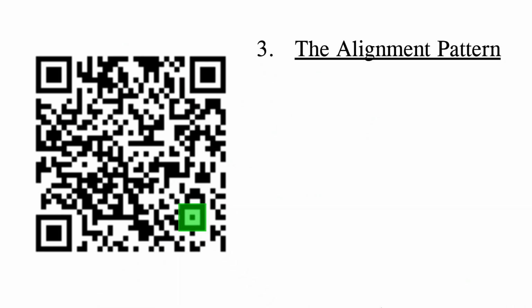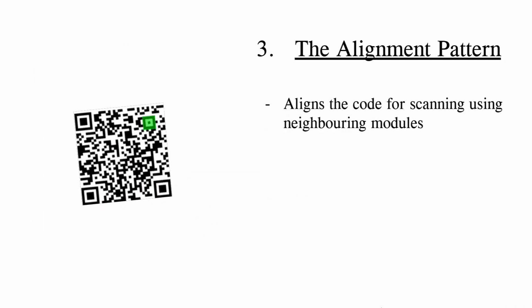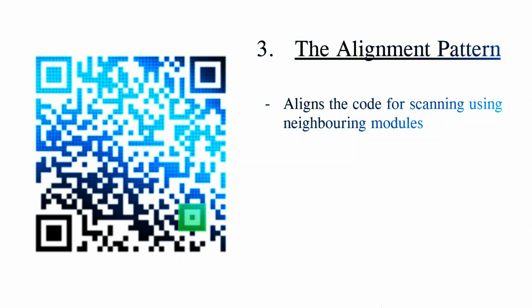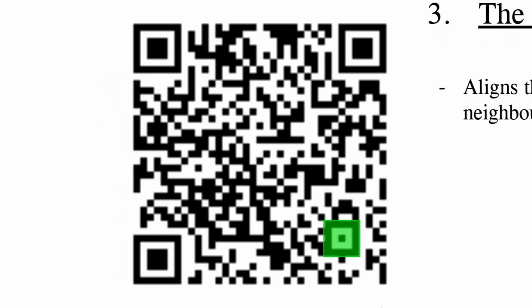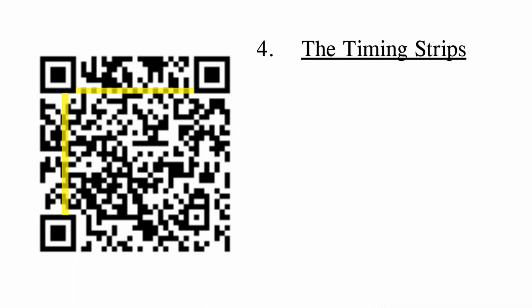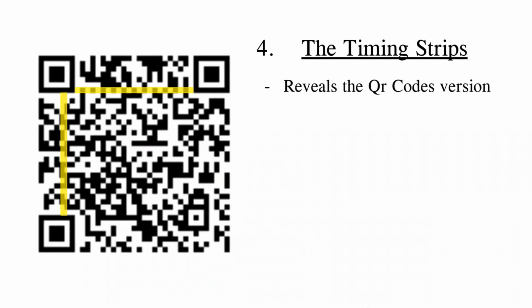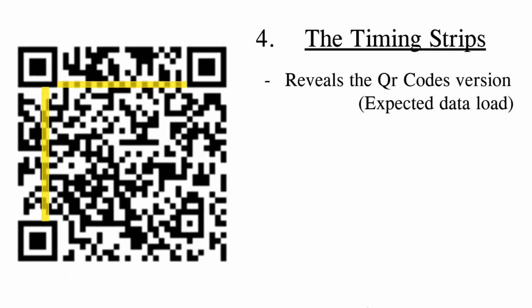The third part of a QR code is the alignment pattern, which rescales a QR code based on the distance or angle it is being scanned from using the modules around it. Put simply, it digitally aligns the QR code to the scanner. After that is the fourth part, the timing strips. These are alternating black and white strips between and around the finder pattern that tell the scanner what version the QR code is in. This allows your device to know how much data to expect and be more ready for the results of the code.